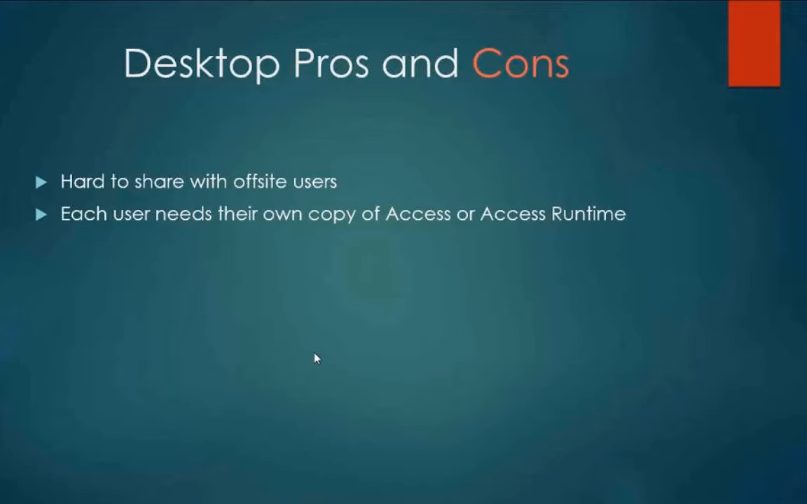Each user needs either their own copy of Access or Access runtime. So again, you're having to make sure something is installed that's going to run your program. And then, of course, different versions of Access will run backwards compatible, but if you've got a newer version of the database, like if you're programming in Access 2013 desktop and the person only has 2007, chances are they may run into some problems trying to run that program.